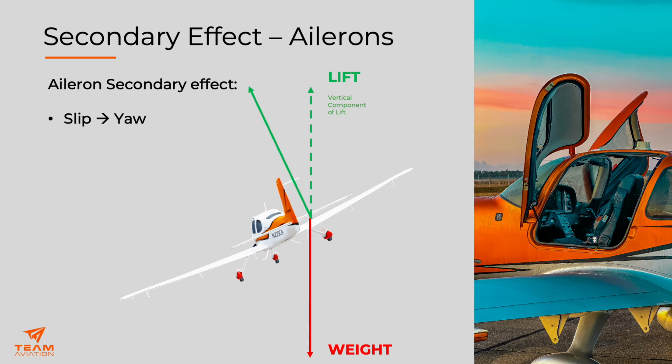This imbalance in drag causes the aircraft to slip slightly in the opposite direction of the turn, resulting in a yawing motion. And this is why you might feel the nose of the aircraft swinging during a roll. It's not coordinated yet. So the secondary effect of aileron input is yaw, and to manage it properly, pilots use coordinated rudder input to keep the aircraft balanced and flying efficiently through the air.